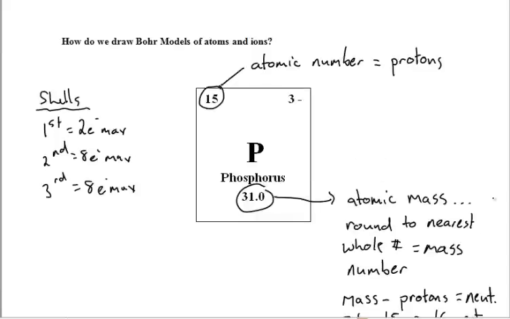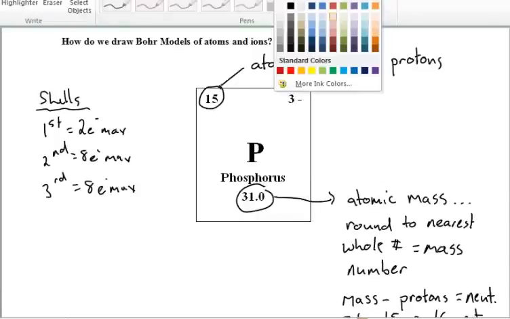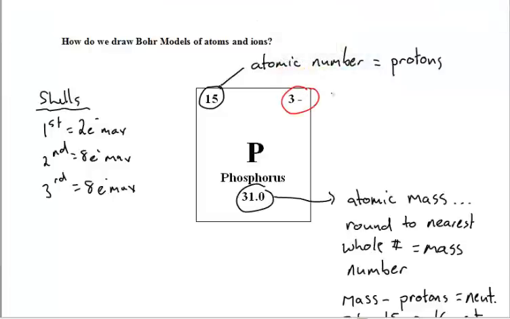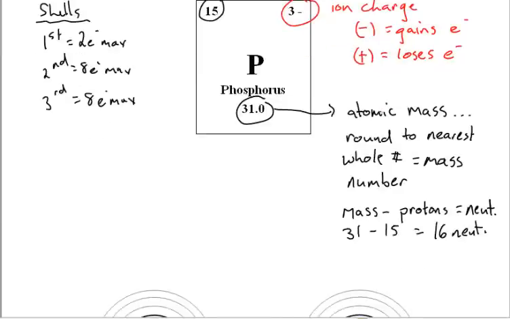Then up here, we'll change the pen color. We have what's called the ion charge. The ion charge tells us whether it's going to gain or lose electrons to form an ion. If it's negative, it gains electrons from some other atom to form an ion, and if it's positive, it loses electrons by giving them away to some other atom. And the number in front of the negative or positive tells us how many it gains or loses.